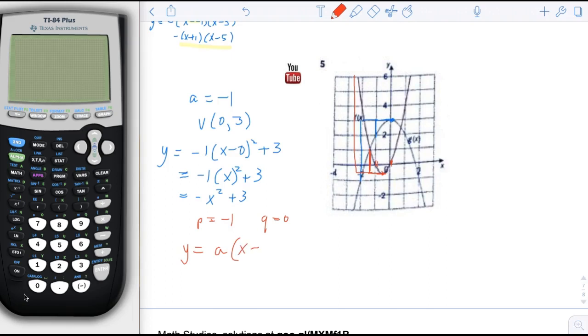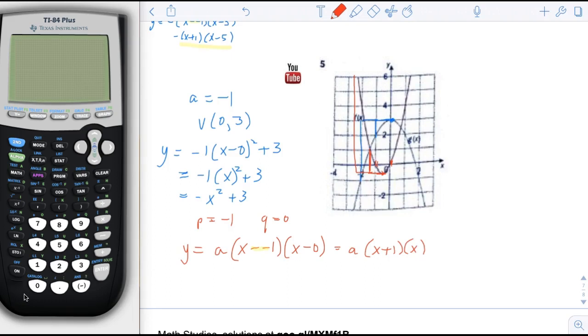So x minus -1. And then the Q value is 0, so x minus 0. So minus -1 cancels out, so we end up with A times x plus 1 times x, right? So basically we got A times x plus 1 times x.